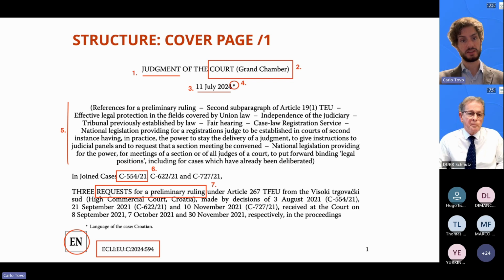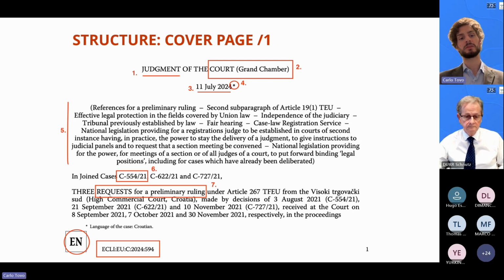Then there is the date of the decision, number 3, with a footnote indicating the language of the case. In this case, the language of the case is Croatian, as you can see, whereas the language of the document is indicated here, and it's English. Number 5, the keywords. So the summary of the issues that are discussed in the decision. 6, the case number. Remember, C stands for court, whereas T stands for General Court. Number 7, the type of case. Here we are confronted with preliminary rulings. You see, requests for a preliminary ruling.